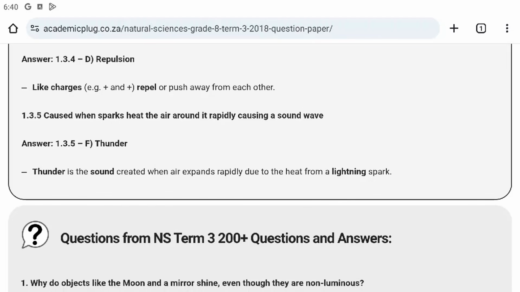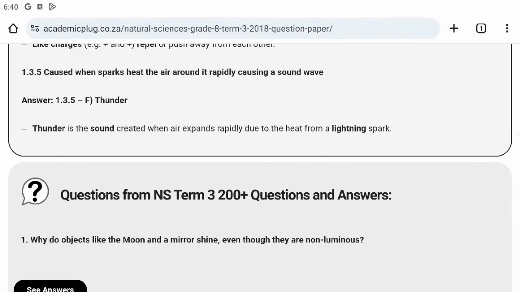Okay, 1.3.5. Caused when sparks hit the air around it rapidly, causing a sound wave. Answer is F, which is thunder. Thunder is the sound created when air expands rapidly due to the heat from a lightning spark. We also explain thunder more elaborately in the notes, and we even give pictures to demonstrate how the whole thunder phenomenon happens.